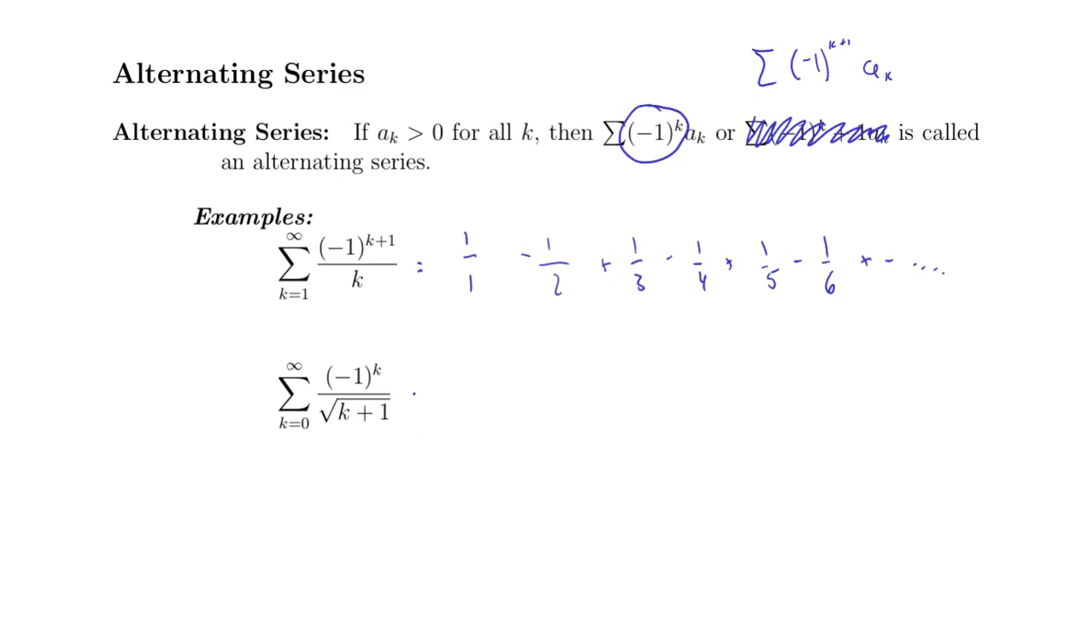Cool. And we've got something like this, where k can start at 0, and so -1 to the 0 is 1, over the square root of 1. Then when k is equal to 1, minus 1 over the square root of 2, plus 1 over the square root of 3, minus 1 over the square root of 4, plus 1 over the square root of 5, minus 1 over the square root of 6, plus, minus, and so on.